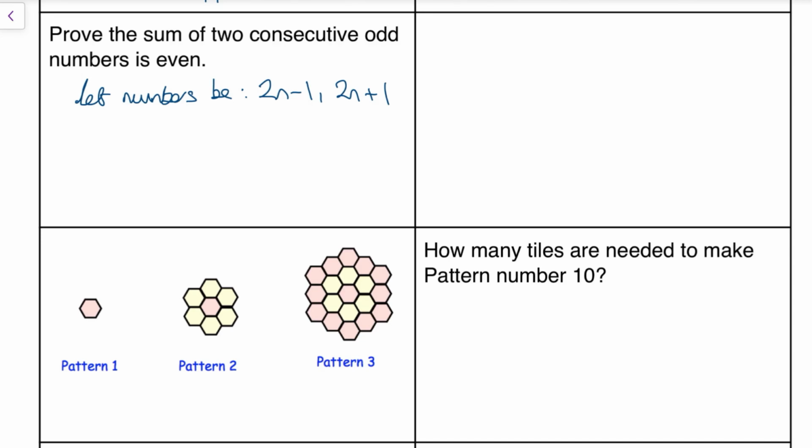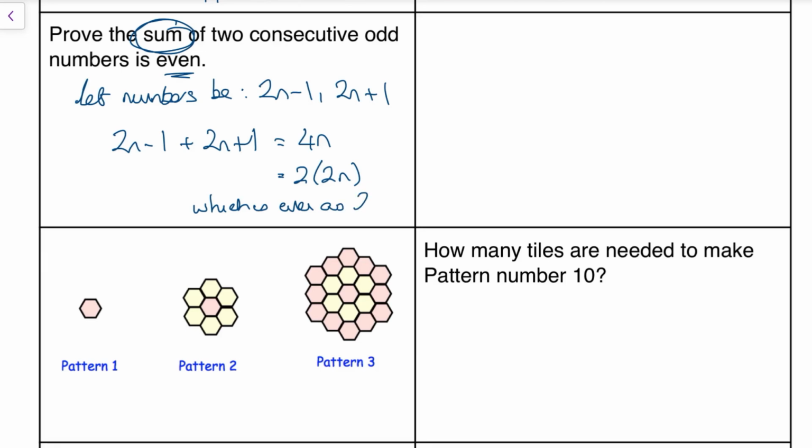Then you do the maths part. So the maths part is to sum these together. So 2n minus 1 plus 2n plus 1 is equal to 4n. And I'm proving they are even, so I'm going to say that's in the form of 2 times 2n, which is even as 2 is a factor. And that's question done. Not too bad at all. Proof questions can get a lot harder than that, but that was not terrible.